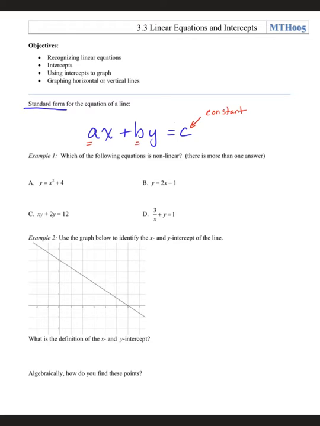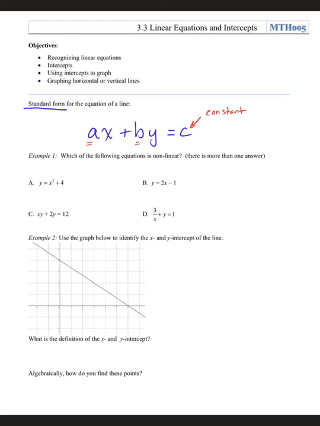So we have 4 examples here, or 1 example but 4 choices. Which of the following equations is nonlinear? And there is more than one answer. Remember, we said they have to be an x and a y being added together, and they cannot be in a denominator, and they cannot have an exponent other than 1. So what I want you to do is pause the video, look at choices A, B, C, and D, and see if you can decide which of those you think would be linear and which ones are not going to be linear.